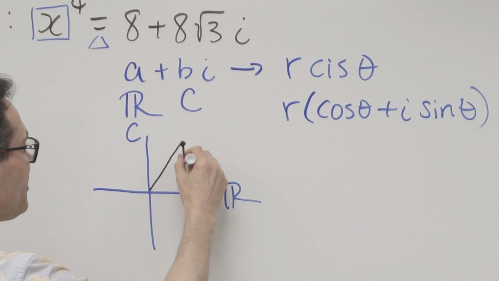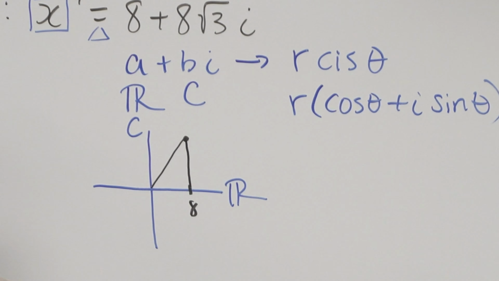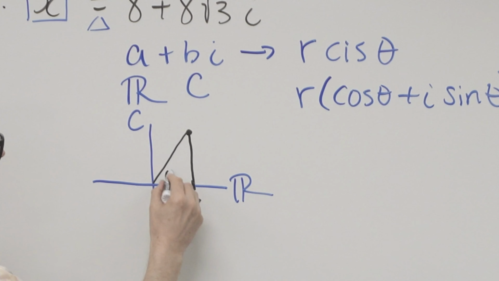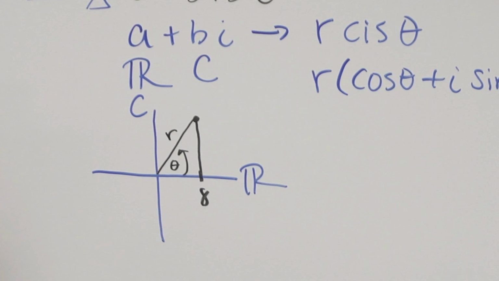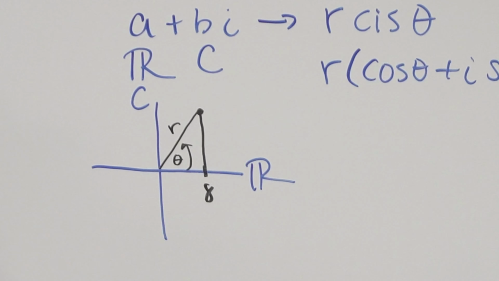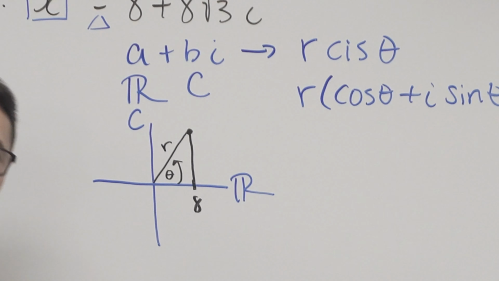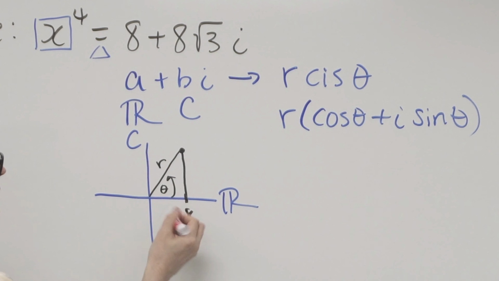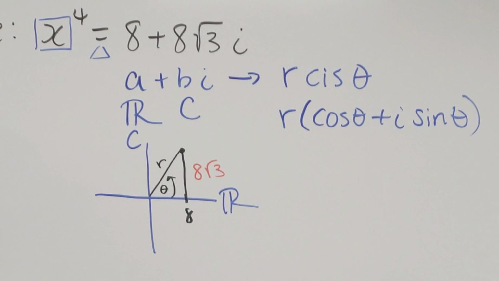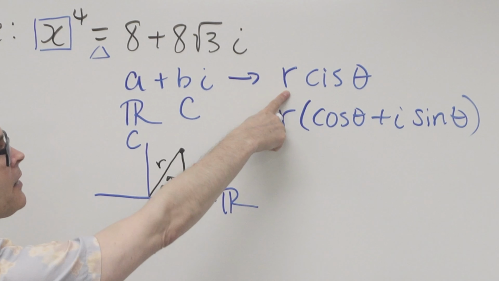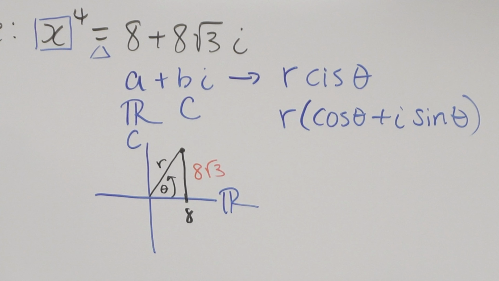I'm going to think about my high school trig, where theta was the angle of rotation, and the distance the point was from the origin was known as r. We called it the radius. So this distance here is 8, and this distance here is 8√3. In order to write this in polar form, I have to figure out what r is, and I have to figure out what theta is. I need those two values.